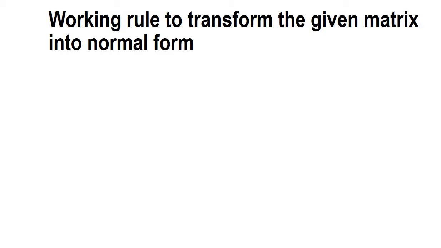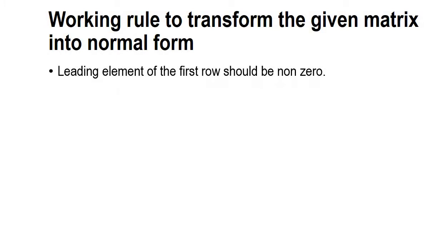How can we reduce the matrix into normal form? First we must concentrate on the leading element of the first row. It should be non-zero. We have to interchange rows or columns just to bring the non-zero element to the first place, that is the a11 place, and make this non-zero element, that is a11, as unity. Suppose if you have 2, 3, some other number, then reduce it to unity 1. So this is the second rule to find the normal form.